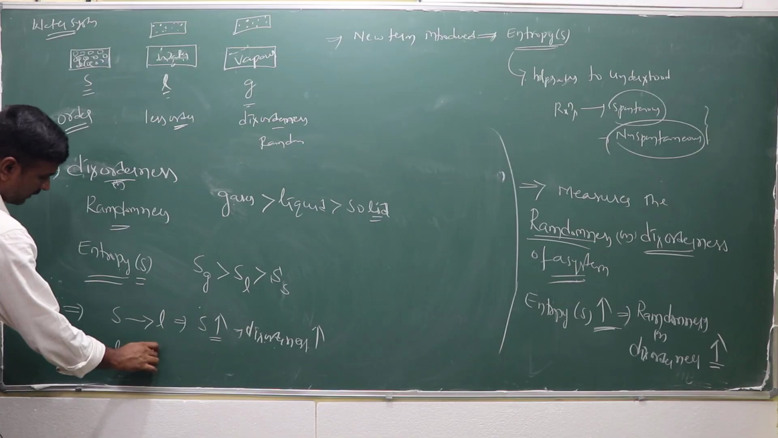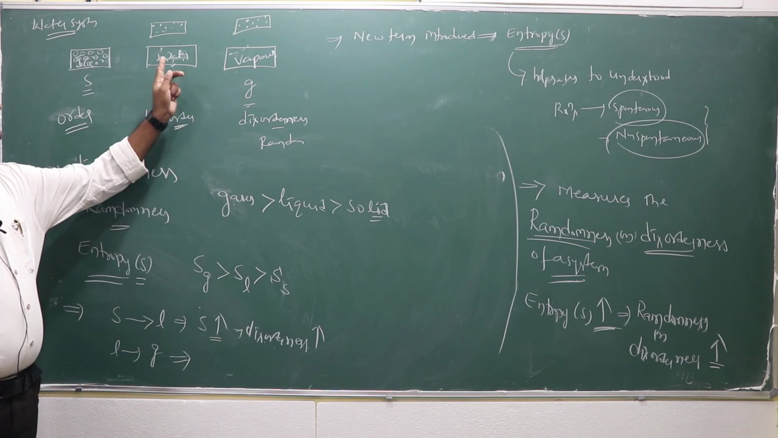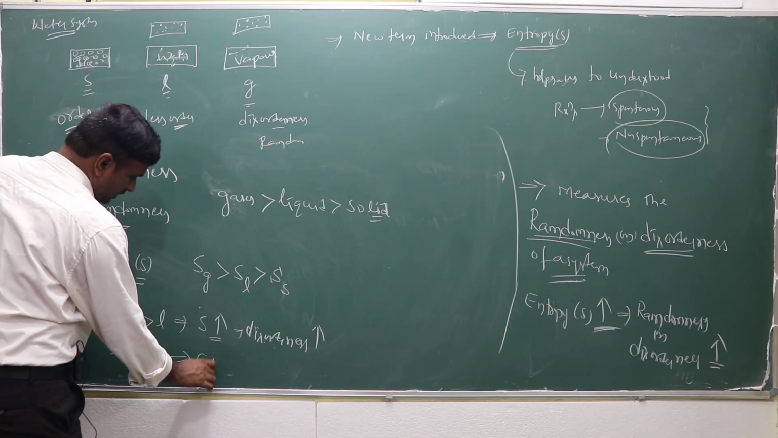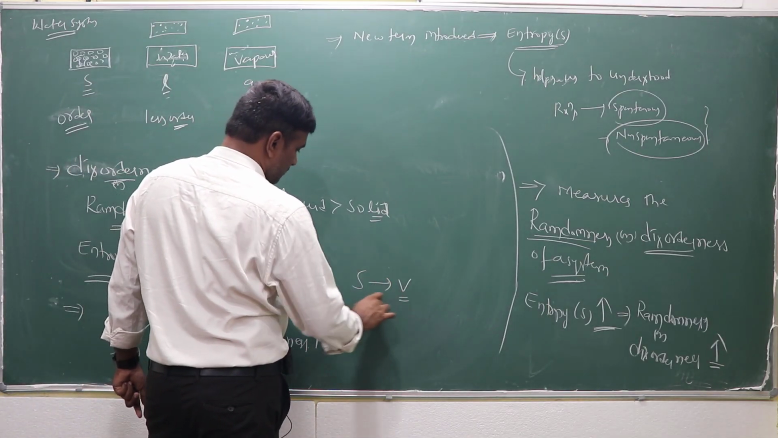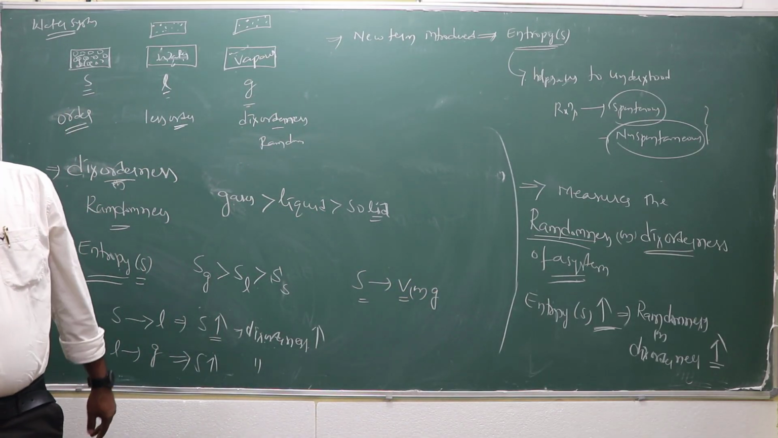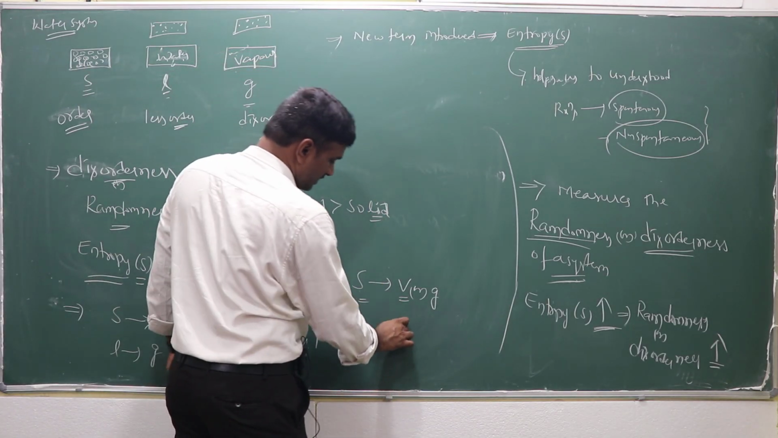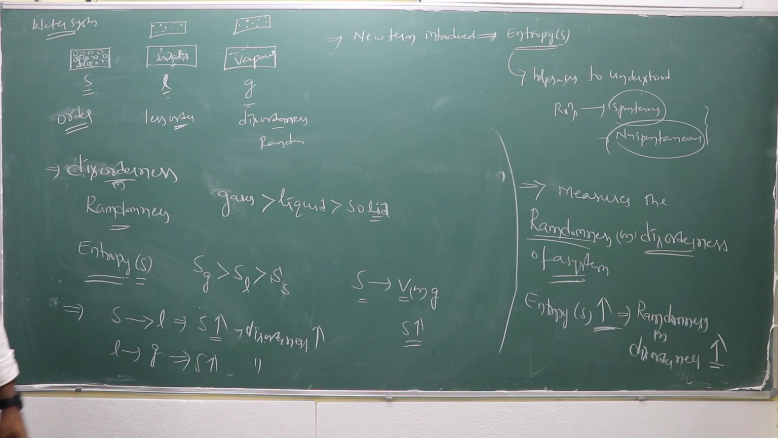Next, liquid to gaseous form. When liquid goes to gaseous form, the system is converted to a more disordered form. So again disorderness is increasing, entropy is increasing. Or when solid is converted to the vapor or gaseous form, what will happen again? The solid ordered form goes to a more disordered form, that means entropy is again increasing. Why? Because disorderness is increasing. Disorderness increasing, entropy is increasing, right?